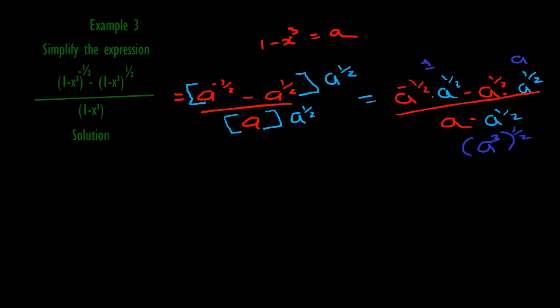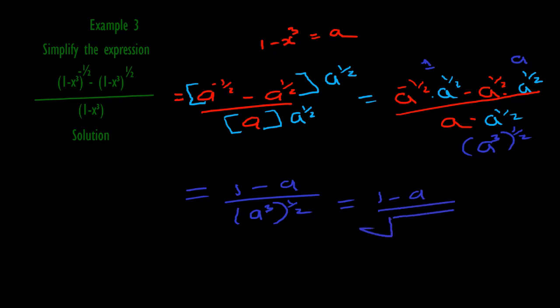If we simplify that further, the first term in the numerator we found is 1, then minus the second term in the numerator, which is a. Then in the denominator, we have a cubed raised to power half. The fractional power a half is a root, so a half is square root. So in the denominator we have square root of a cubed.